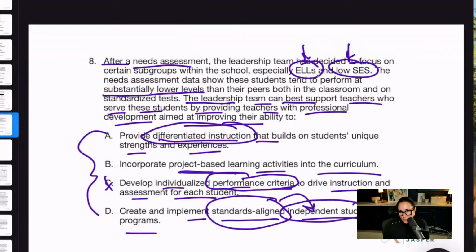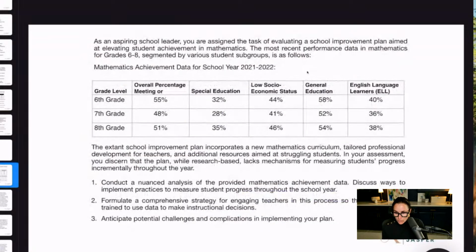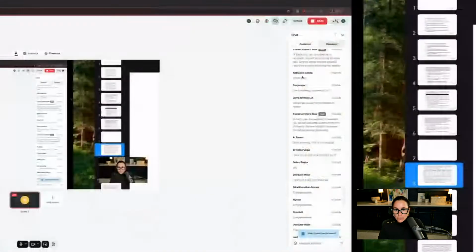So A is always good. Differentiated instruction is great. Project-based learning is cool too, but it's not necessarily differentiated, right? It's great, but this is the key: differentiated instruction. All right, we're going to get there in a second. I just want to go over and make sure you guys don't have any major questions here.